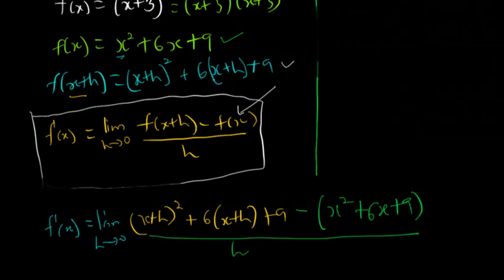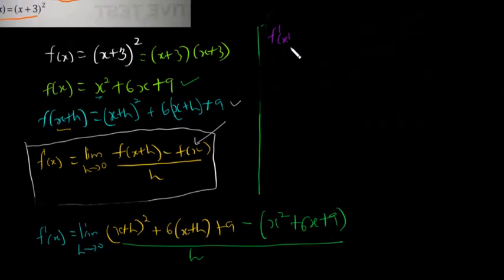Alright, so let us simplify the function here. It's getting a little bit messy, but it will be simple here. So f prime of x is the limit as h goes to 0. And let us expand this. If you have x plus h to the power 2, that will be x squared plus 2xh plus h squared.